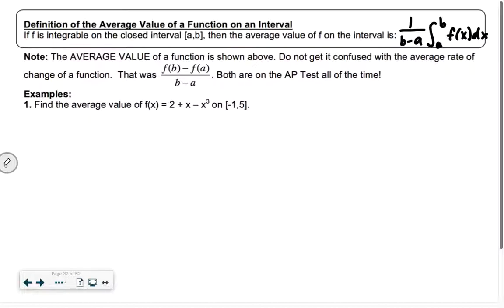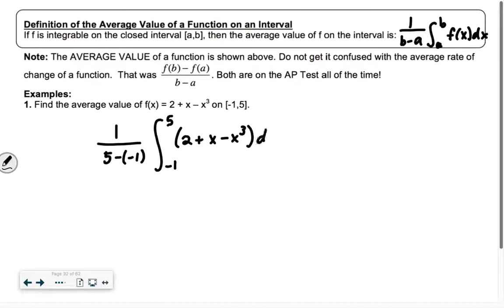Average value is an f of x. Average rate of change is kind of like an approximation for f prime. Okay, so if it says find the average value of f of x equals 2 plus x minus x cubed on negative 1 to 5, we just set it up and we're like, okay, well I have 1 over 5 minus a negative 1, the integral from negative 1 to 5, 2 plus x minus x cubed dx.